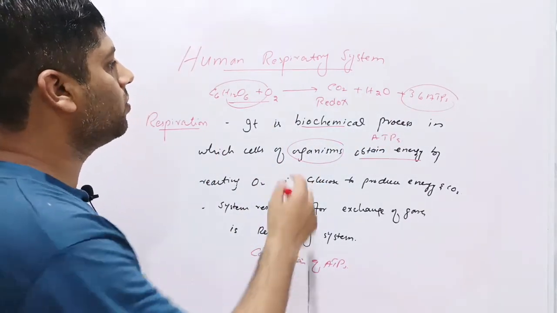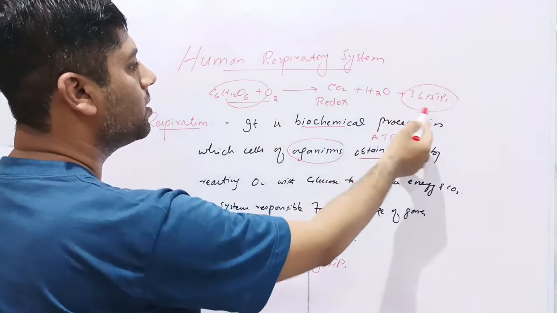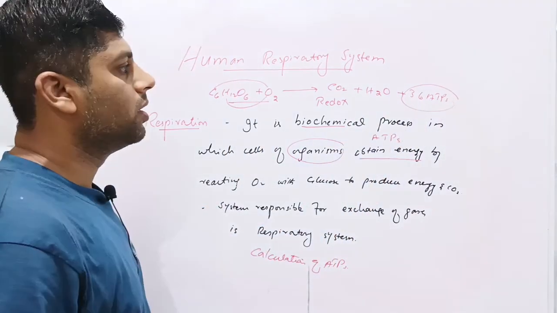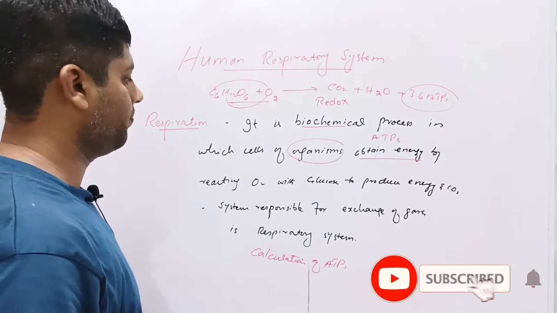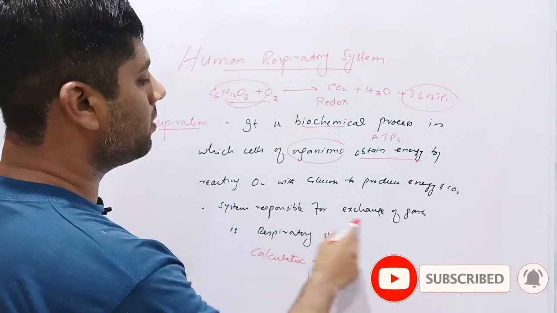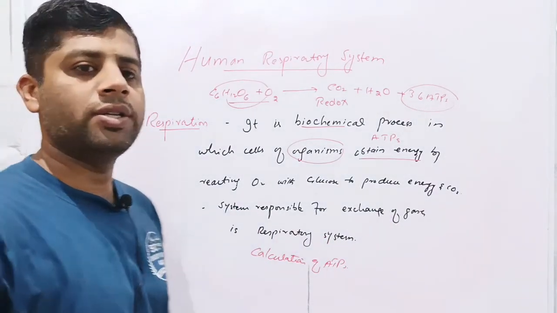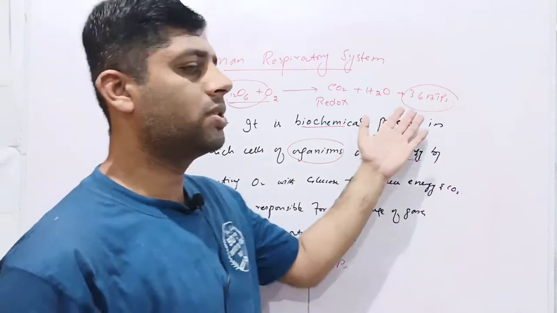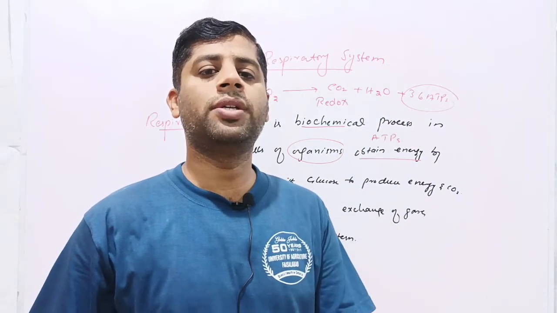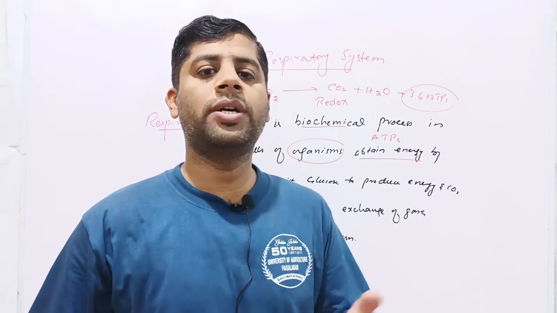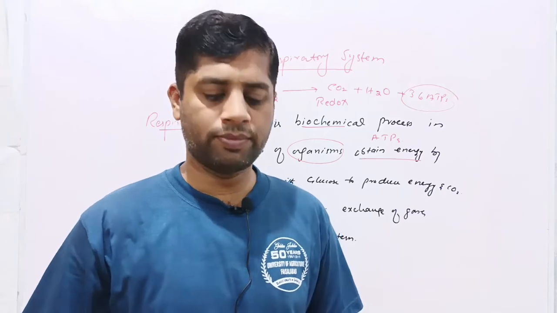So this process in which the oxygen combines with the glucose molecules and releases energy in the form of ATPs is called respiration. It occurs in all types of cells and produces energy for that kind of cell. The system responsible for exchange of gases is the respiratory system. So the organs and systems which are involved in the production of these ATPs constitute the respiratory system, and today we are going to discuss in detail this human respiratory system, how many organs are involved in this exchange of gases and production of energy.